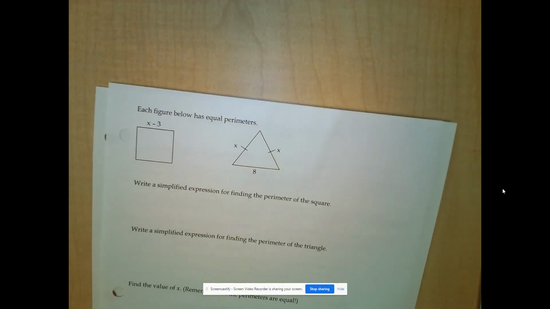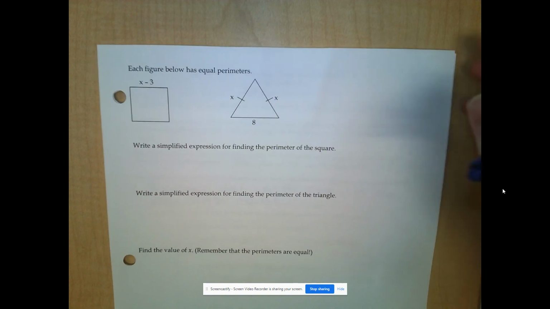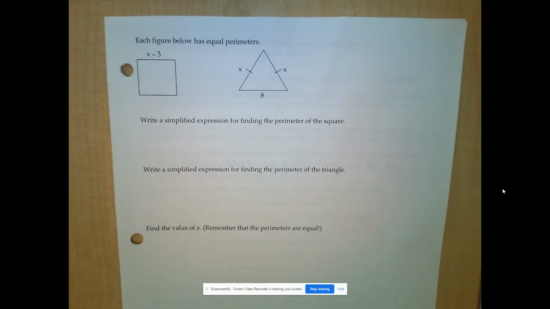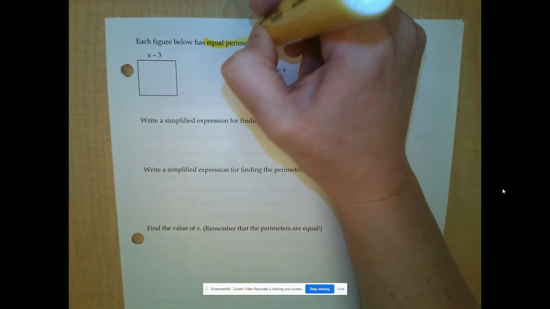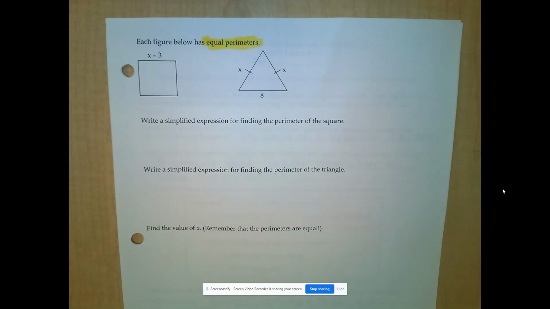Now we've got some things here that are going to apply the algebra to a geometry context. Each figure below has equal perimeters. Now that is super important for this question, that we recognize that they have equal perimeters. We're going to need that fact in a moment. So I'm going to highlight that, equal perimeters. Write a simplified expression for finding the perimeter of the square.